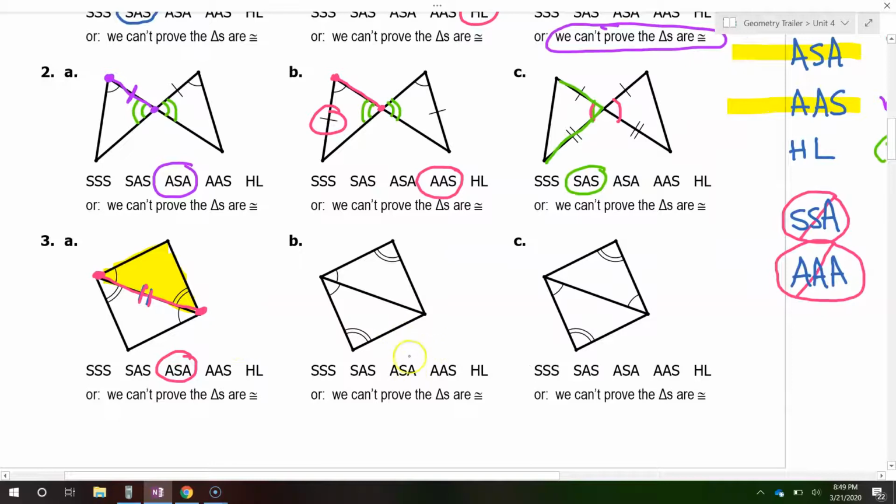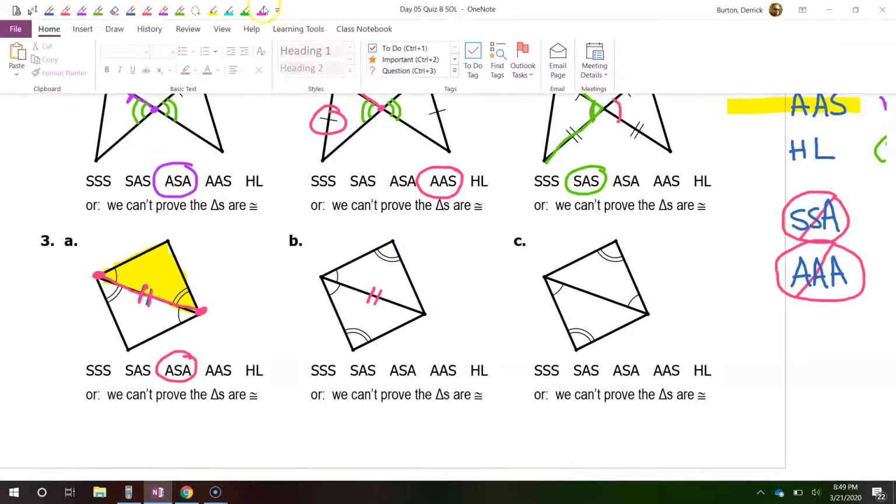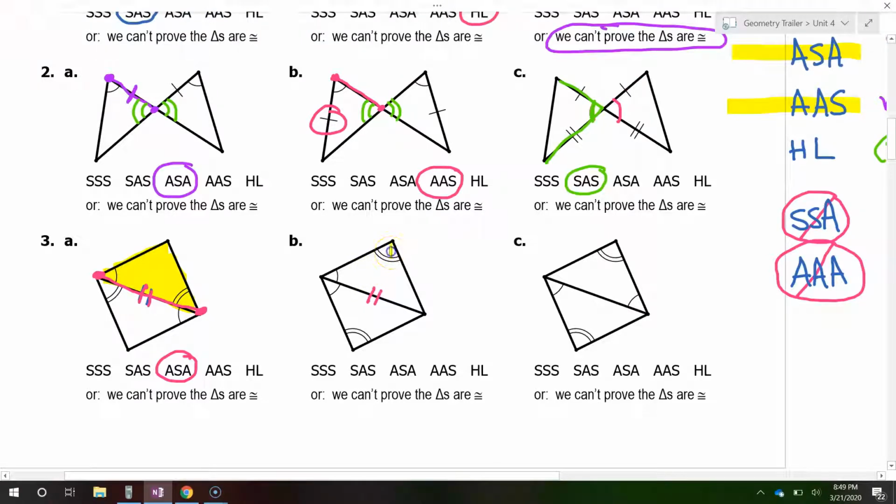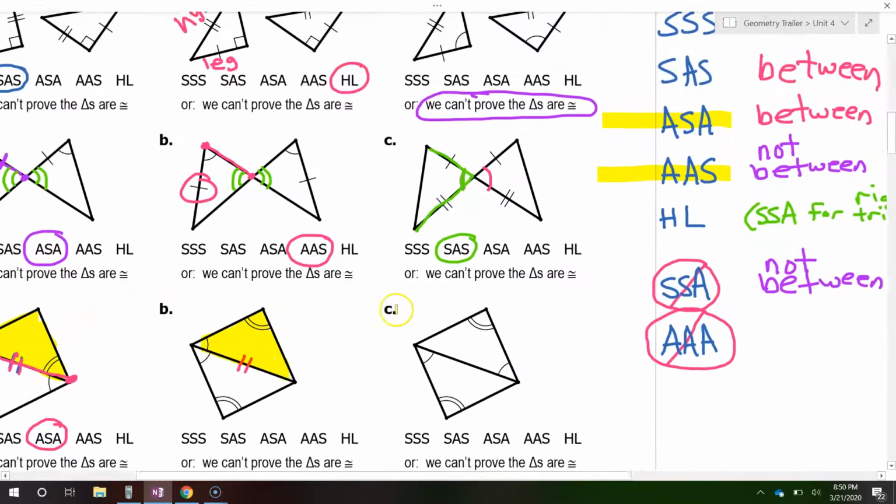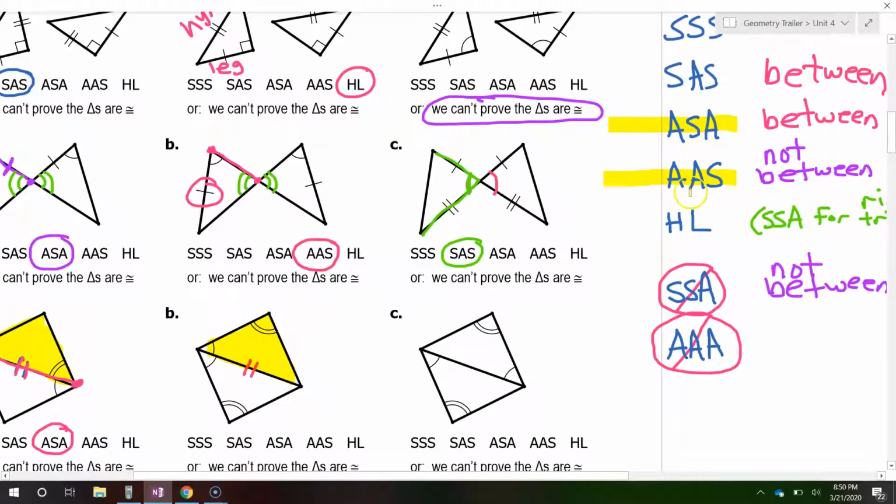Okay, part B. Again, start off by marking the shared side. Then focus your eyeballs on one triangle at a time. So just focus on this triangle for a moment. Do you see that we have two angles and a side marked? All right, that's similar to before. Two angles and a side.